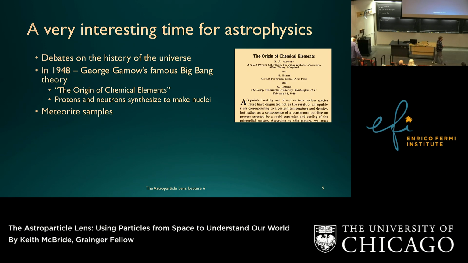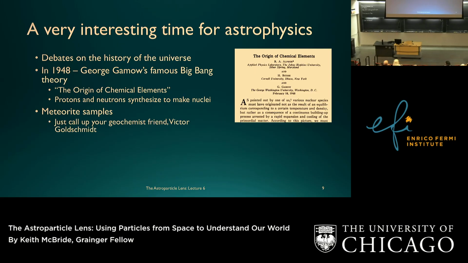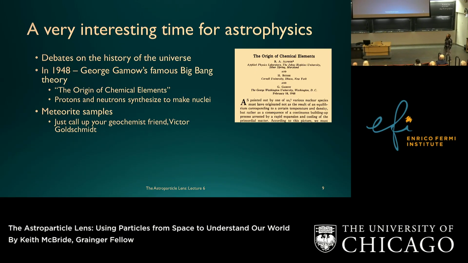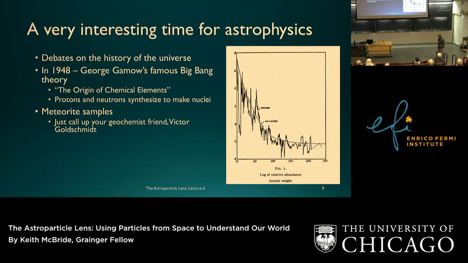So the best way to go find out if George is right is to go ask your geochemist friend that you obviously all have named Victor Goldschmidt. He just happens to have access to all these meteorite samples, and he says, well, I have an idea. I can measure in these meteorite samples from the universe how much of each of those kinds of elements exist. And so that's the plot on the right. This is inside of the paper of the origin of the chemical elements.